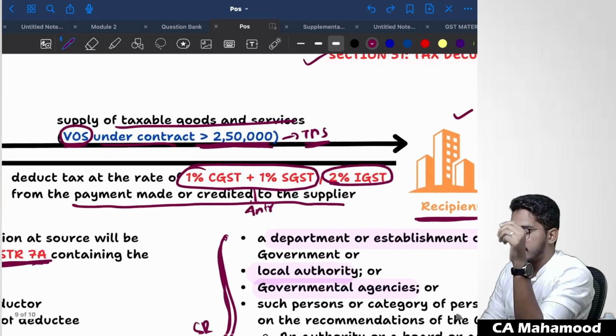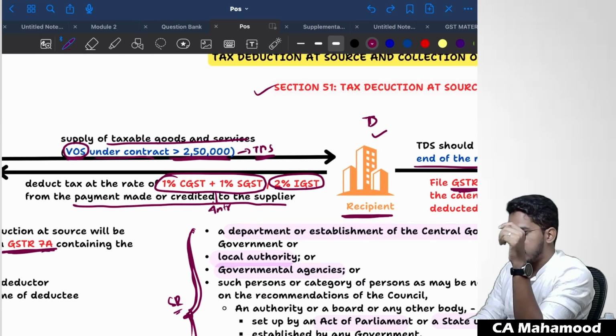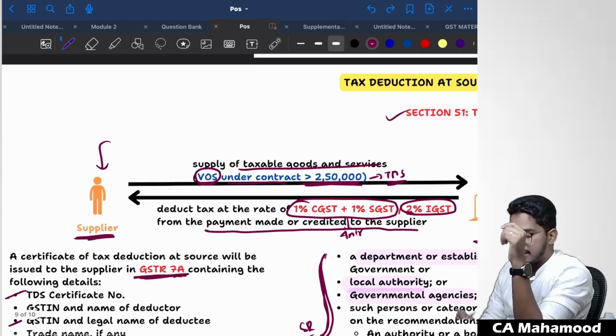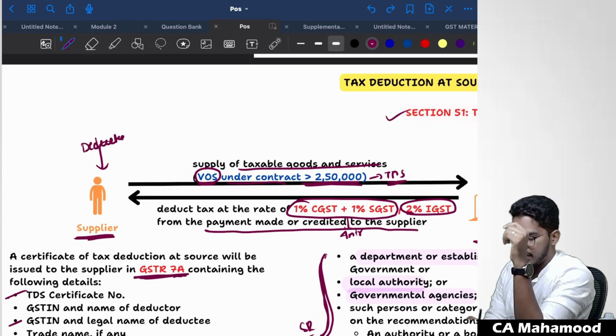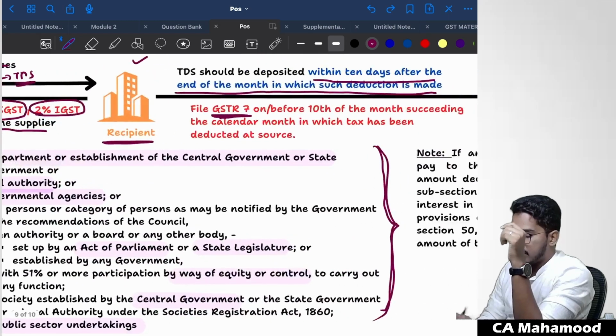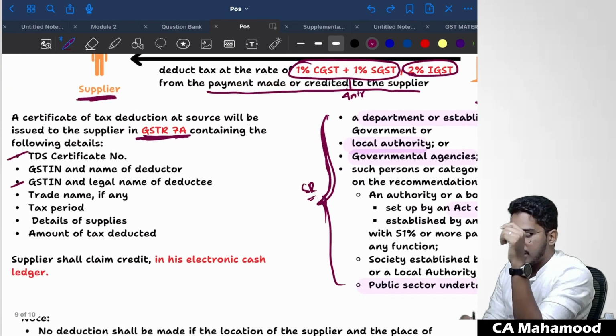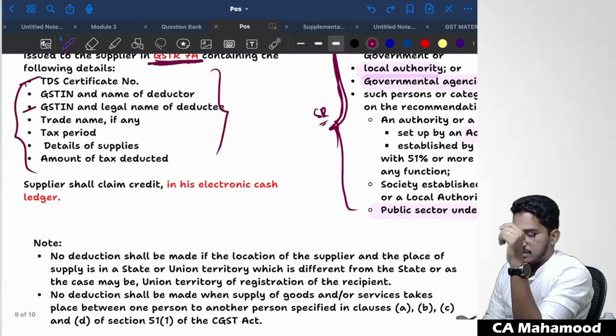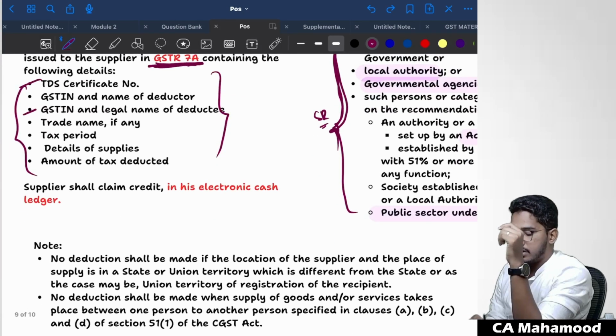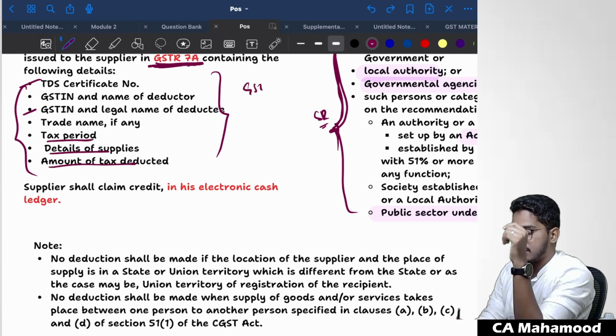See, who is deducting TDS? Recipient. So this recipient will be the deductor because he is deducting the TDS. From whom is it getting deducted? Supplier. So the supplier will be called the deductee. Whatever the deductor has filed in the return GSTR 7, all that information will be made available to the supplier in form number GSTR 7A. In that, all these details will be there, like GSTN of the deductor, GSTN of the deductee, trade name, tax period, how much tax has been deducted. Everything will be shown in the GSTR 7A.